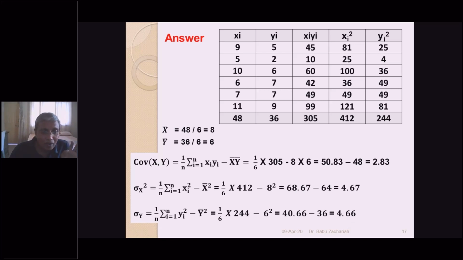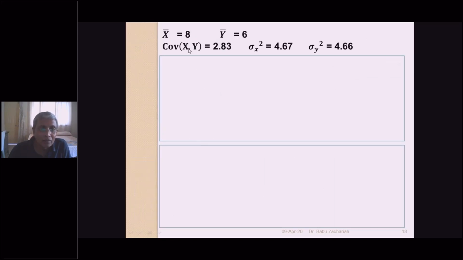So now I have got all the required things. See, x bar is there, y bar is there, covariance between xy is there, sigma x square is there, sigma y square is there. So I will calculate it. I have written everything here. I'll calculate them one by one.